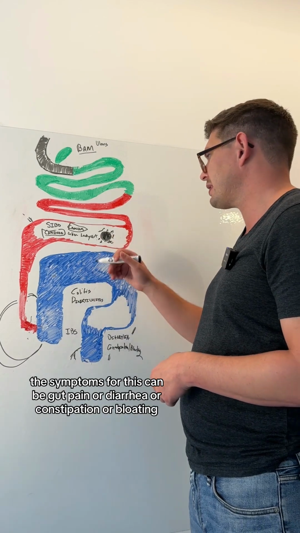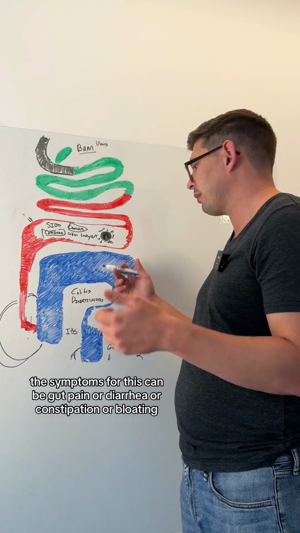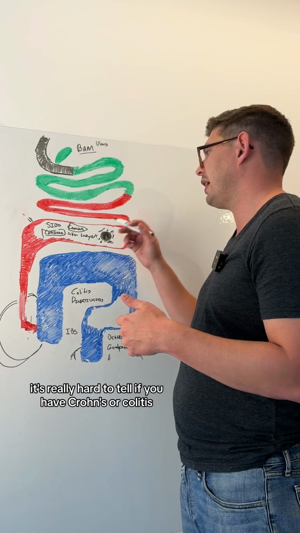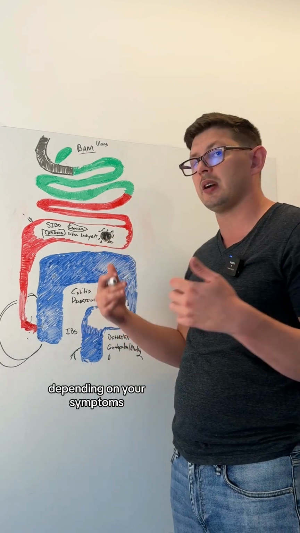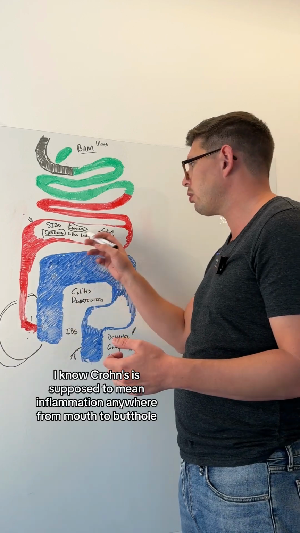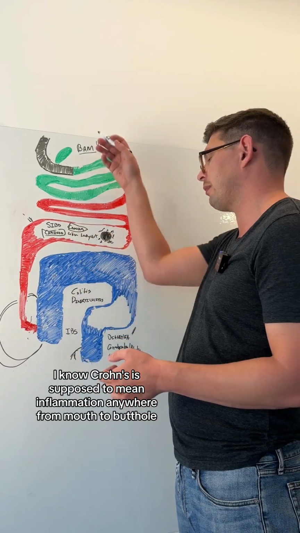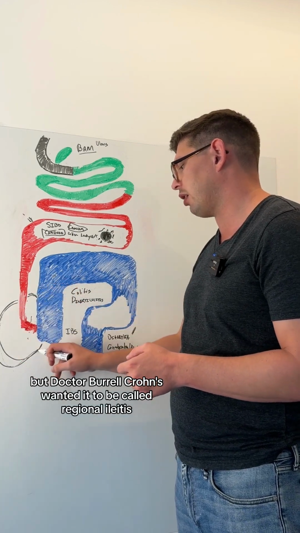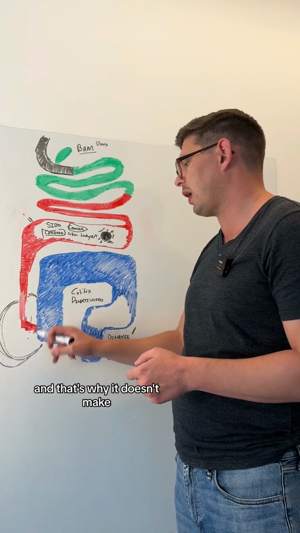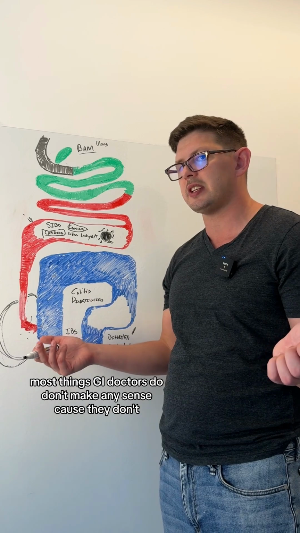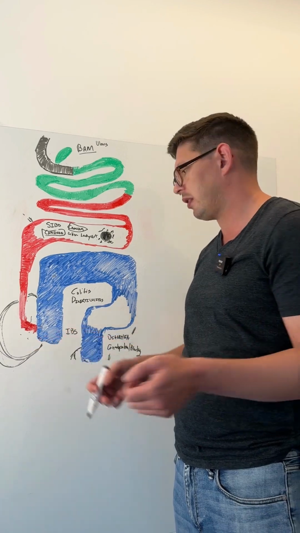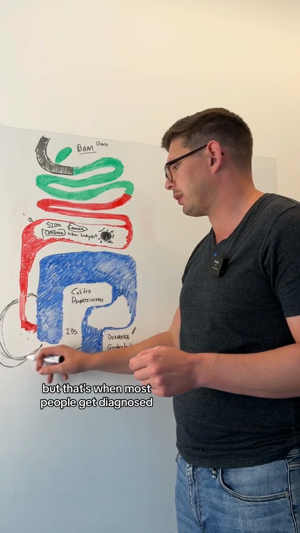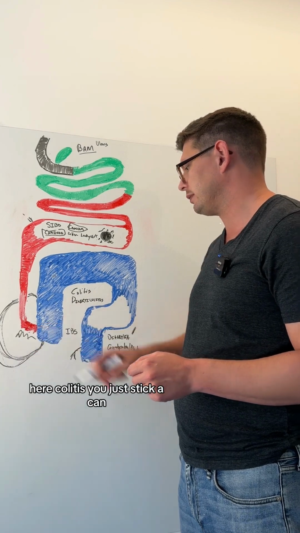Now, the symptoms for this can be gut pain or diarrhea or constipation or bloating. It's really hard to tell if you have Crohn's or colitis depending on your symptoms. Now, I know Crohn's is supposed to mean inflammation anywhere from mouth to butthole, but Dr. Burrill Crohn wanted it to be called regional ileitis. And that's why most things GI doctors do don't make any sense, because they're allergic to logic, apparently. But that's when most people get diagnosed, when they find inflammation here.